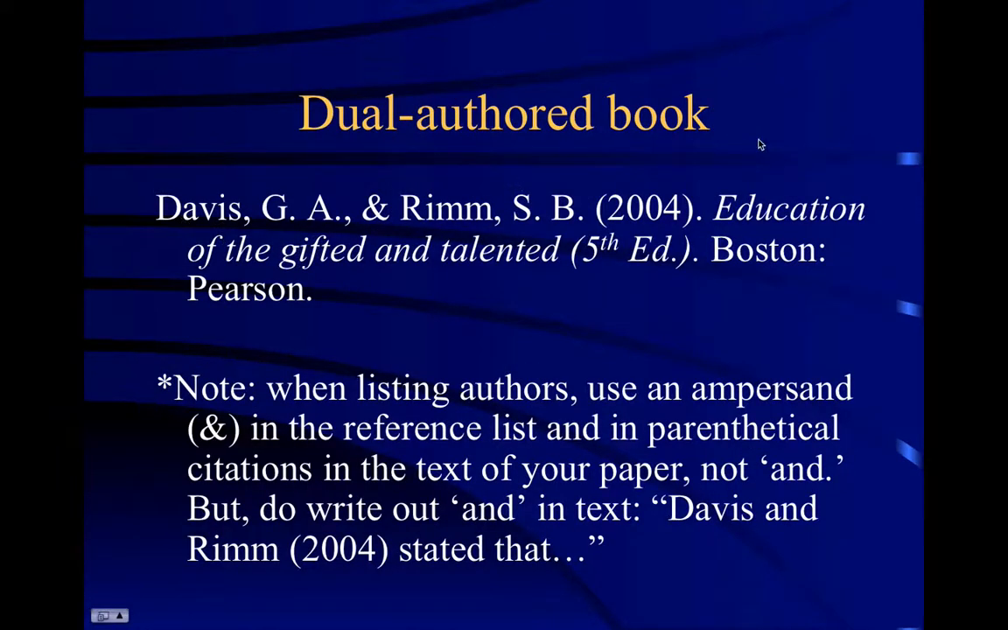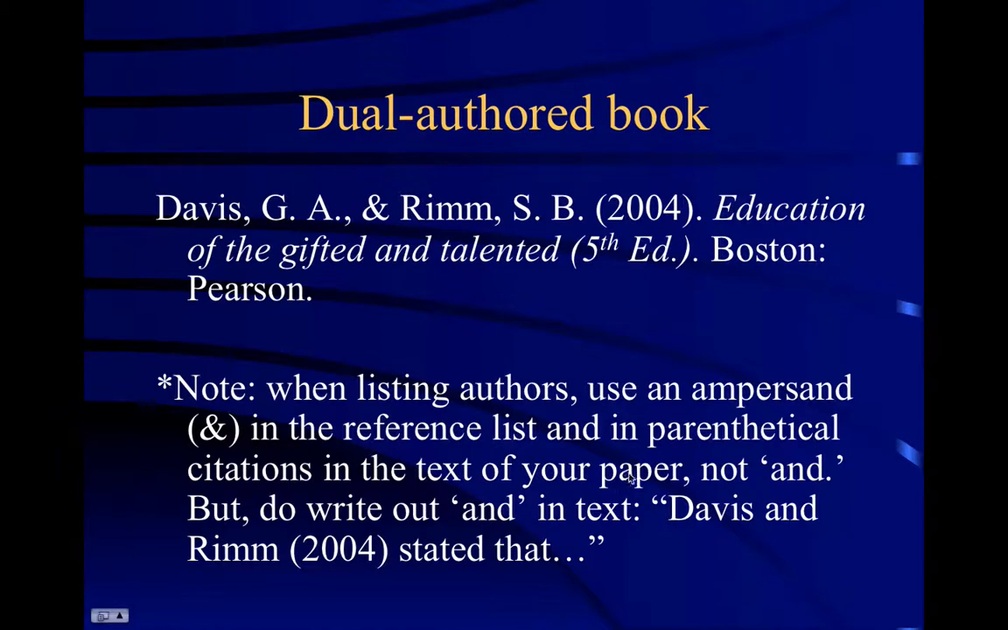So here's a dual authored book. You have the author, and here's the other author. So you use the ampersand here between the names. You have the publication date. Then you have the title of the book. Again, it's a 5th edition. Boston, again, I said, is a very common city, so you don't need to put Massachusetts here. And then you have the publisher's name after that.